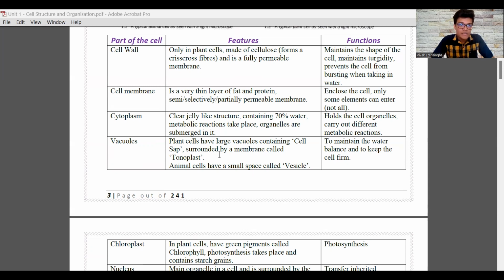Coming on to the cytoplasm, which is a jelly-like structure containing 70% water. Metabolic reactions take place here and organelles are submerged in it. Its functions include holding the cell organelles and carrying out different metabolic reactions. Vacuoles are found mainly in plant cells and contain a substance called cell sap, and the vacuole is enclosed by a membrane called the tonoplast. Animal cells have small vacuoles, which are also known as vesicles. The functions of this are to maintain the water balance and to keep the cell firm.